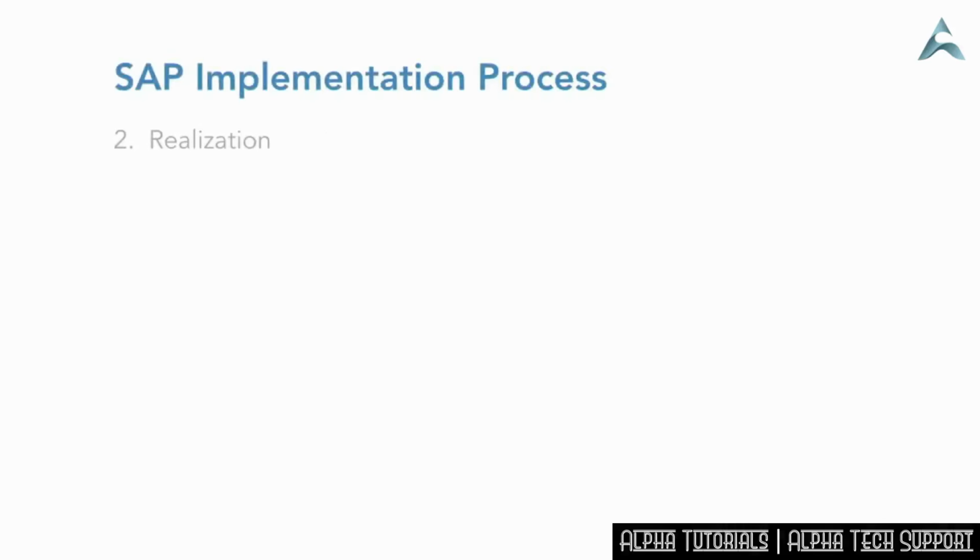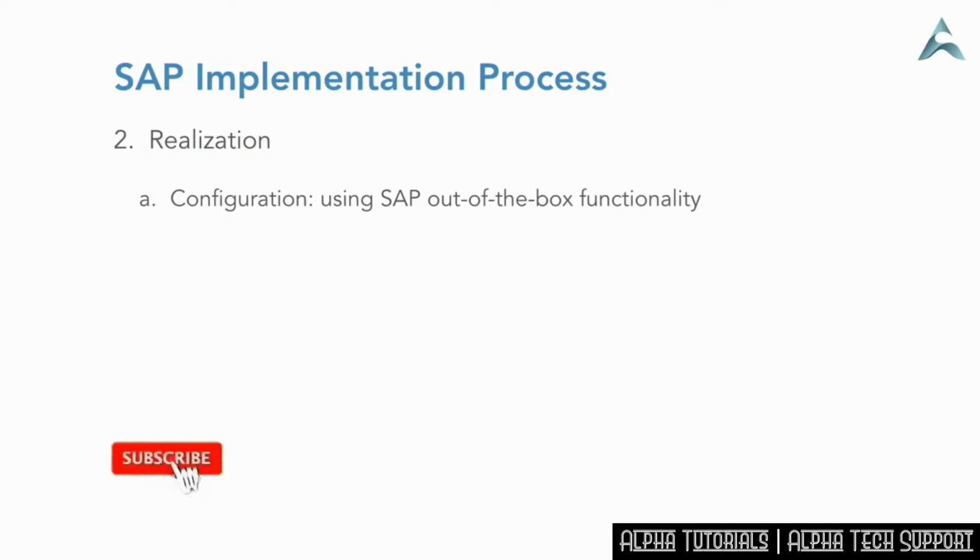The second step is called realization. System configuration takes place during realization. Configuration is where SAP is matched with a company's existing business processes. All configuration is done utilizing the existing SAP structure and functionalities. In other words, configuration ties together the way a company works with the out-of-the-box functionality of SAP.